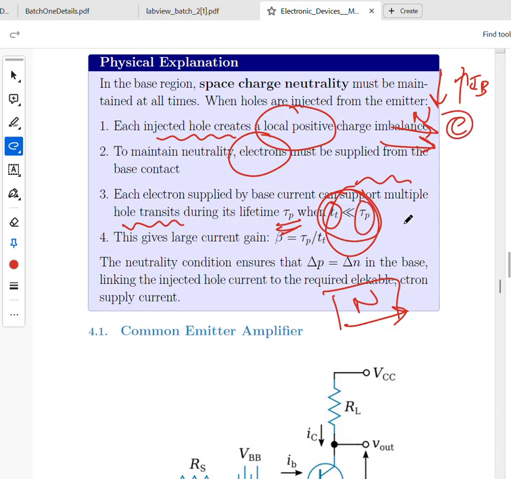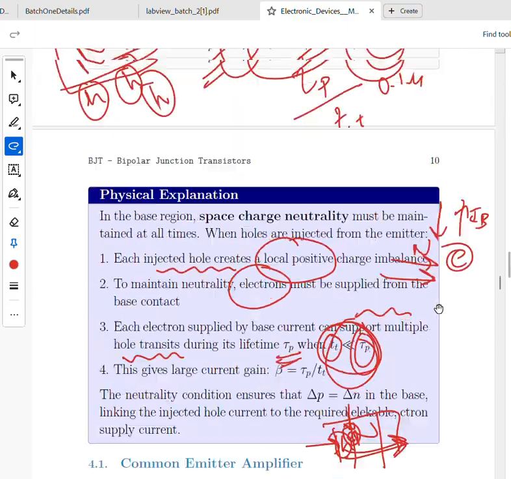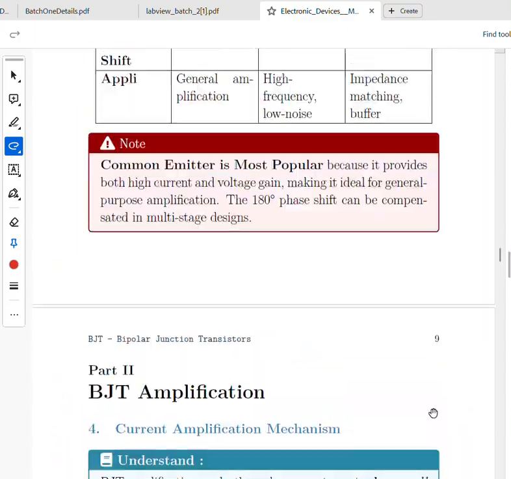But if TP is smaller, then as soon as the hole enters, it will recombine with that electron following charge neutrality. No, there's no transfer. That is why the recombination time should be more. It should be increased. How do you increase the recombination time? By decreasing the size, or the width, of the base. I will get to that in a second.